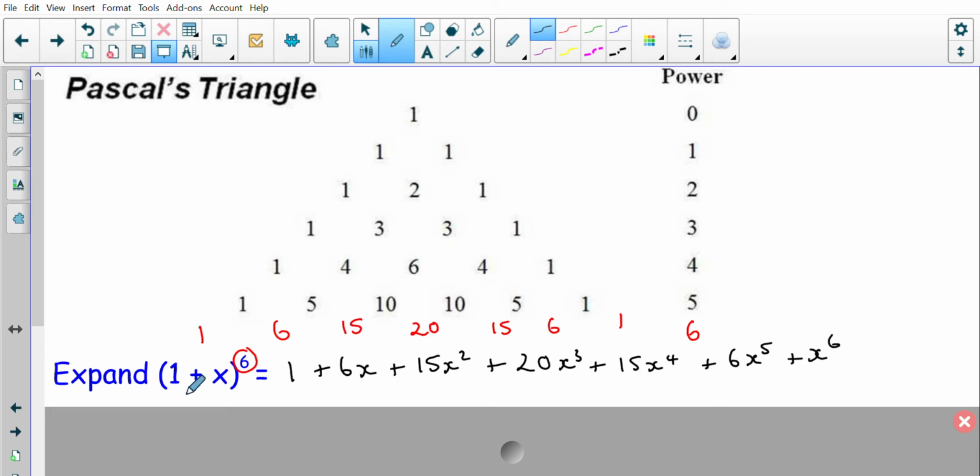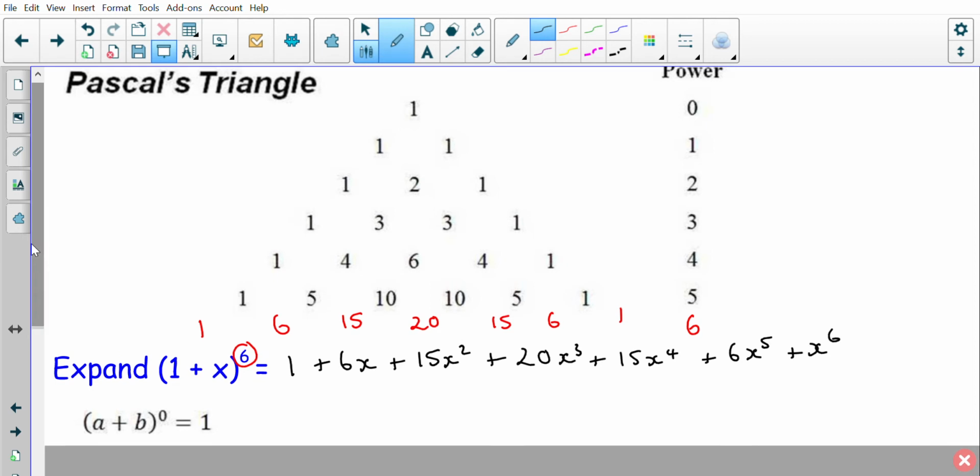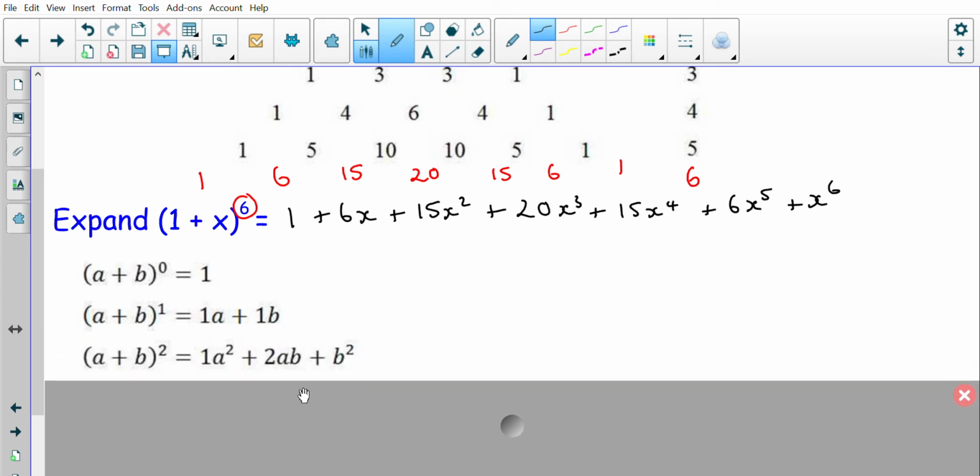We don't always have a 1 as the first term in the brackets and then a plus a letter. We could have 2 letters, but the principle is going to be the same. Power of 0 is just going to equal 1. Again, a plus b to the 1 is just a plus b, so the coefficients 1 and 1 follow row 1 of Pascal's triangle. When we get a plus b squared, we can see we've got the coefficients again from Pascal's triangle, 1, 2, 1.